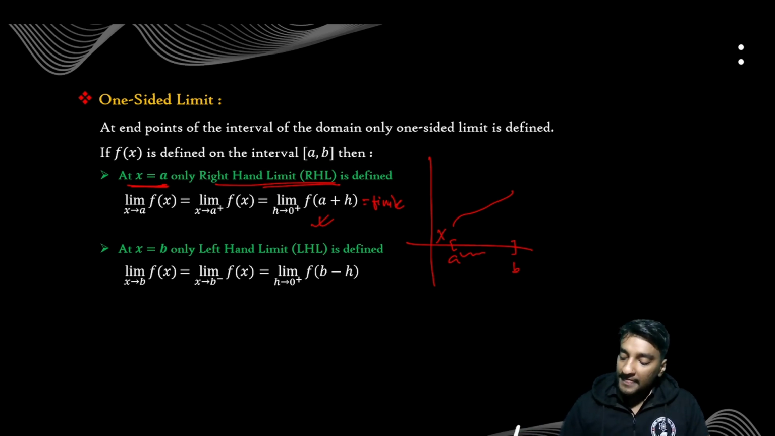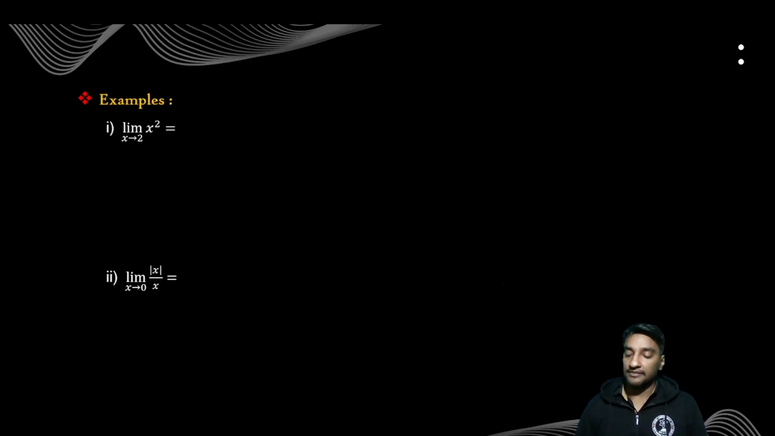Suppose at b, similarly, since the function is not defined on the right hand side of b, we calculate only the left hand limit at x equal to b. And if it is finite, then we say that the limit exists at b, right? Got it? It is very simple. And in all other cases, if the limit is not finite, then we say that the limit does not exist, right? So let's move forward and do some examples.